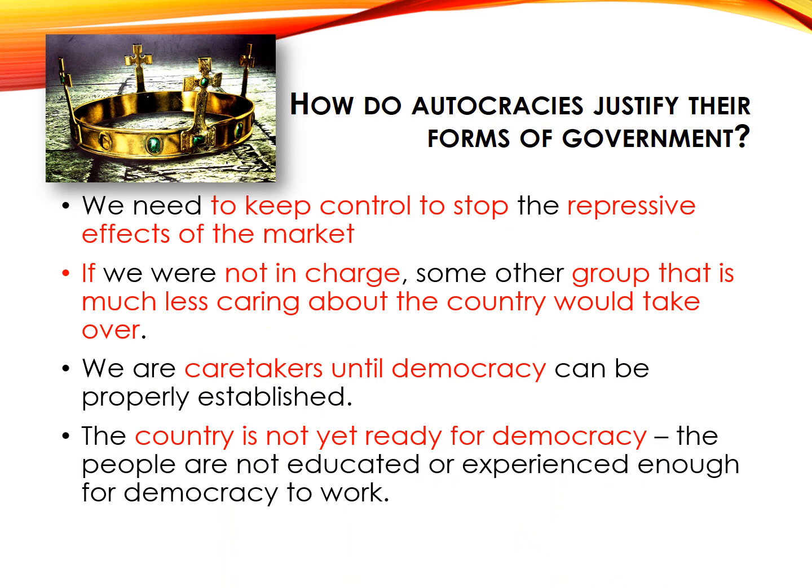How do autocracies justify their forms of government? They use arguments like, we need to keep control to stop the repressive effects of the market. They also argue that if they were not in charge, some other group that is much less caring about the country would take over. They also say that they are the caretakers until democracy can be properly established. The next argument is that the country is not yet ready for democracy. The people are not educated or experienced enough for democracy to work.